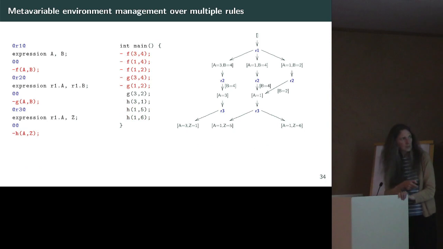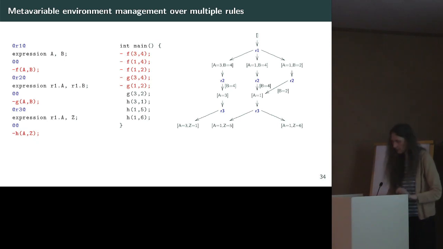So we can see our 3 calls to H. We have our 2 environments that we need to try. A equals 3. So that will match this one. It will produce A is 3 and Z is 1. And now we have another one, A is 1. And now we have 2 possible matches for that one. A can be 1 and Z can be 5. That gives us this environment. And A can be 1 and Z can be 6. And so that gives us this other environment.